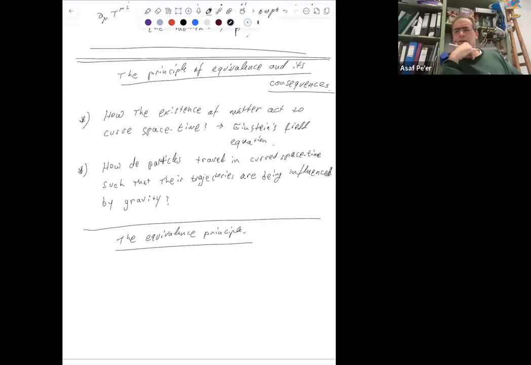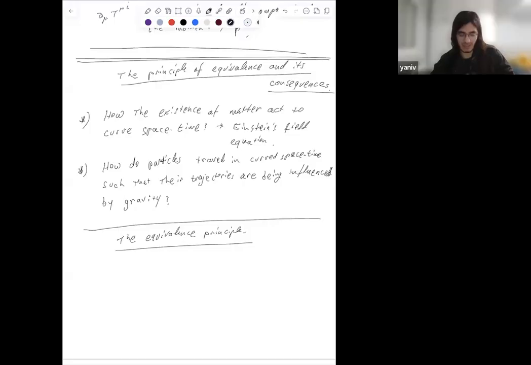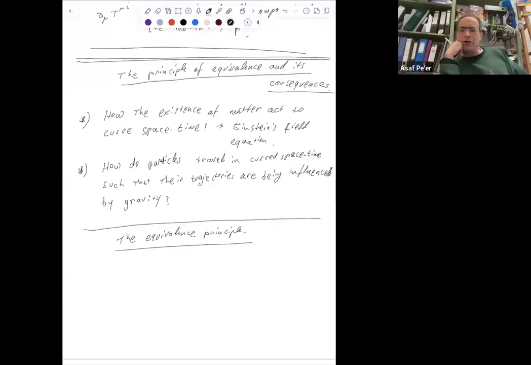Again, can you repeat, please? That you can't differentiate between gravity and acceleration, without changing your surroundings. Yes, you're right. Very good.